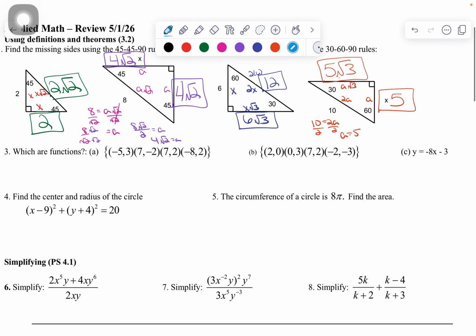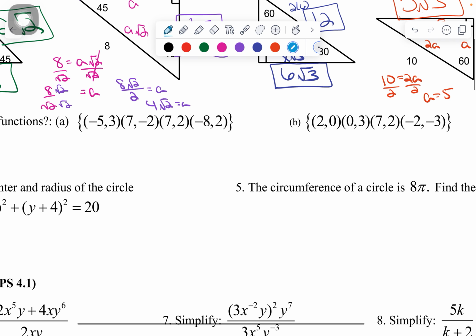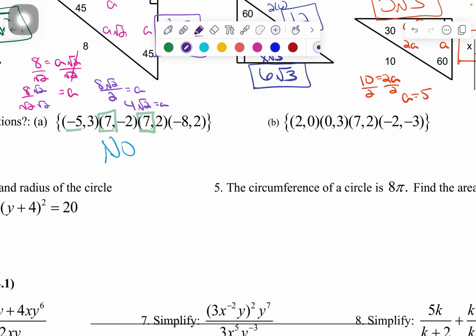All right, question number 2 has 3 parts to it. It says, which are functions? So part A and part B, you've got ordered pairs. It's been a long time since we talked about this. What you want to look at is your one-to-one relationship. I've got a -5, no other -5s. I've got a 7, we have a problem right here. So 7 here maps to -2, and 7 here maps to +2. That is not a one-to-one relationship. So is this a function? No. That's supposed to be an n for no. There we go.